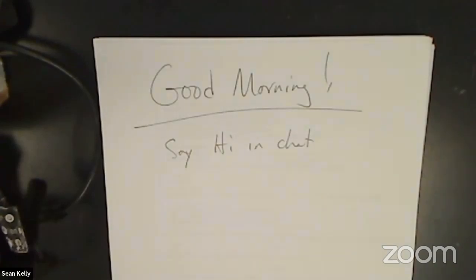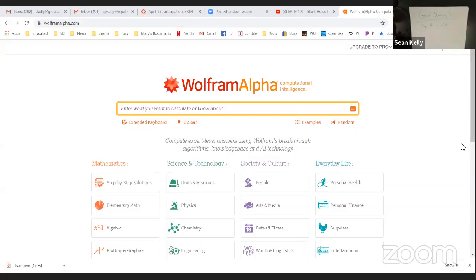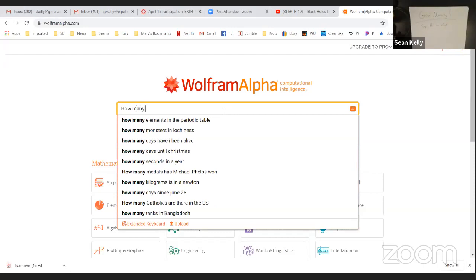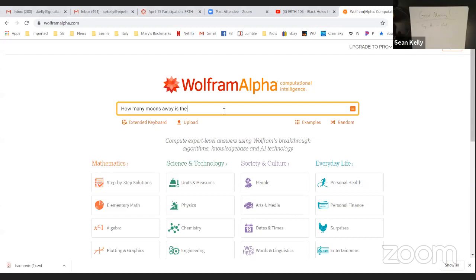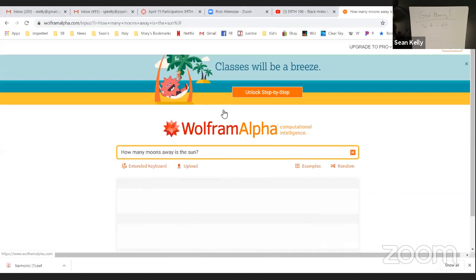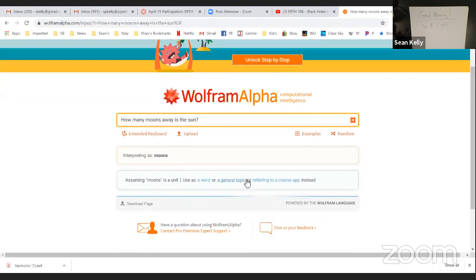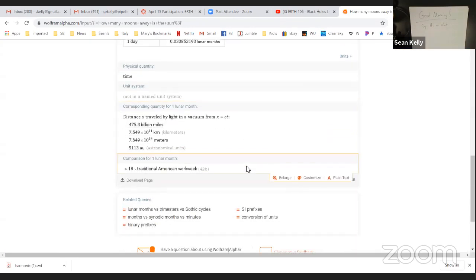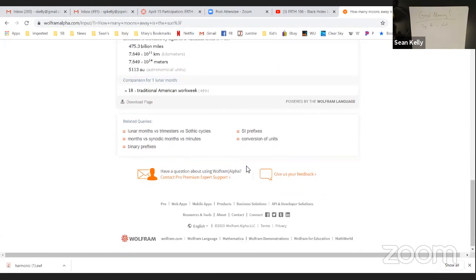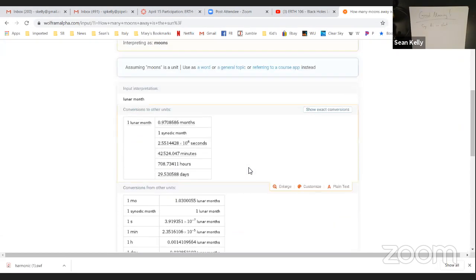So it's kind of an interesting thing to look at. It's like, what do you want to know about, right? So, how many moons away is the sun? I put random questions, but it tries to calculate things for you, interpreting moons as a unit. Okay, so it didn't quite figure that out. It was a little confused by my question.